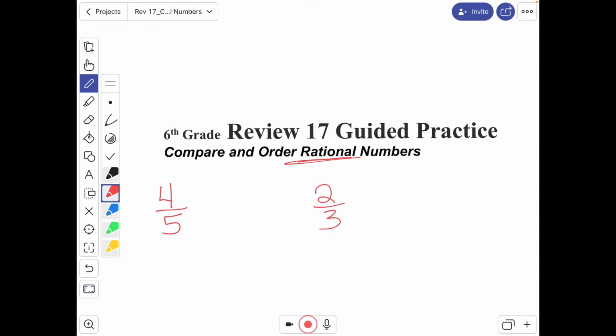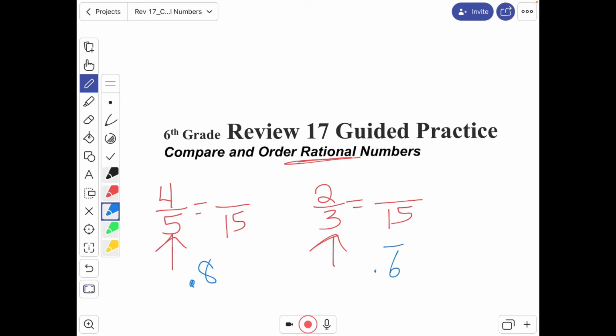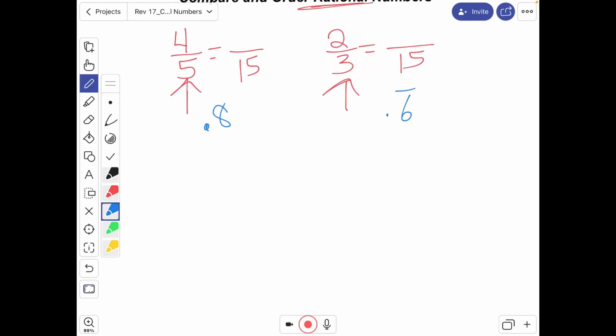Only thing is when we're comparing or ordering them, it's a little different to compare fractions because they have to have the same denominator. So we would have to find an equivalent fraction so that they could both have the same denominator. The other option is we can change them all to their decimal form in order to compare them. And usually students like that method better. So we're going to change them to decimals so that we can compare.